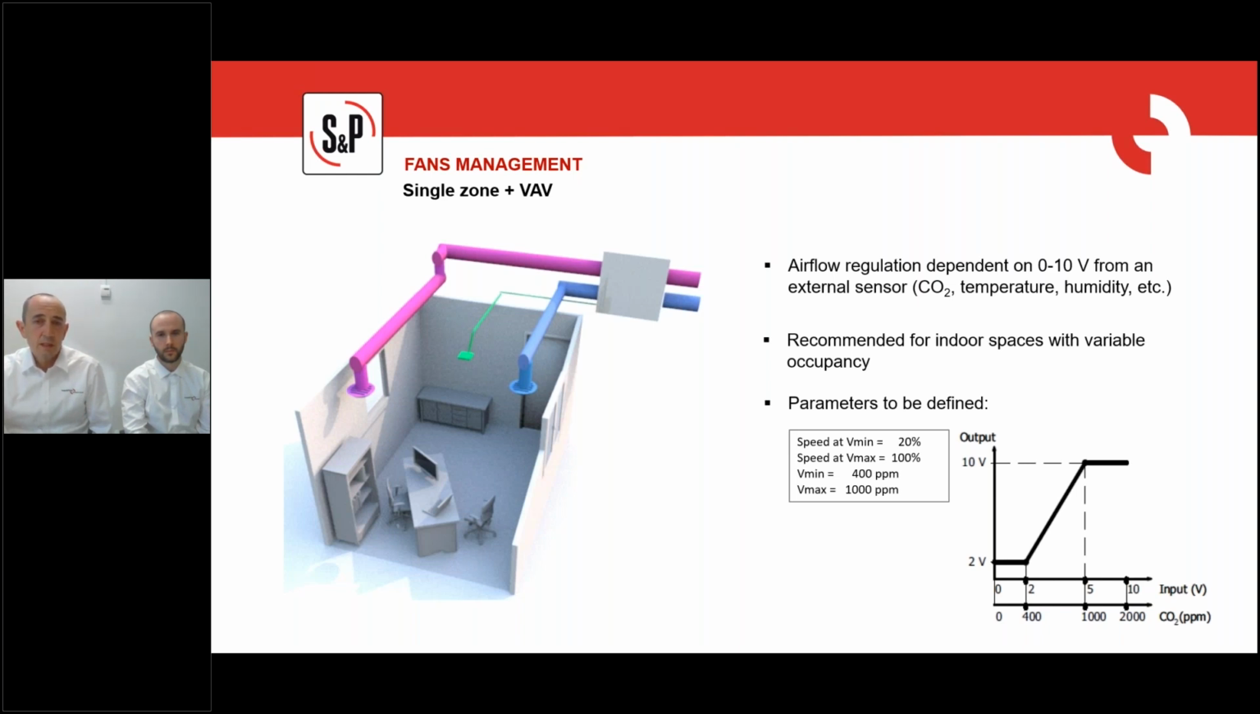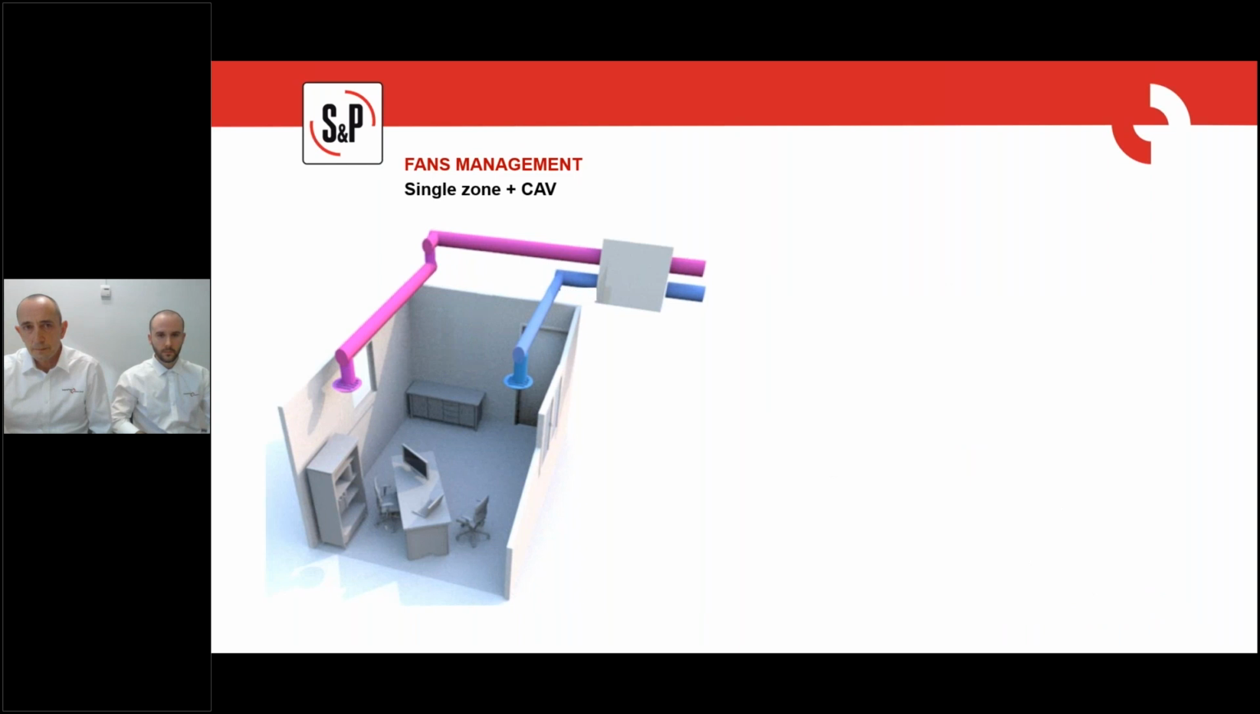Okay, this is a common system, and later in the webinar we will play with the controller and set this configuration. In this case, it's always necessary to have an external accessory, which is a CO2 sensor. It can be a humidity sensor, so it's a sensor to read the value of air quality from the indoor ambient.